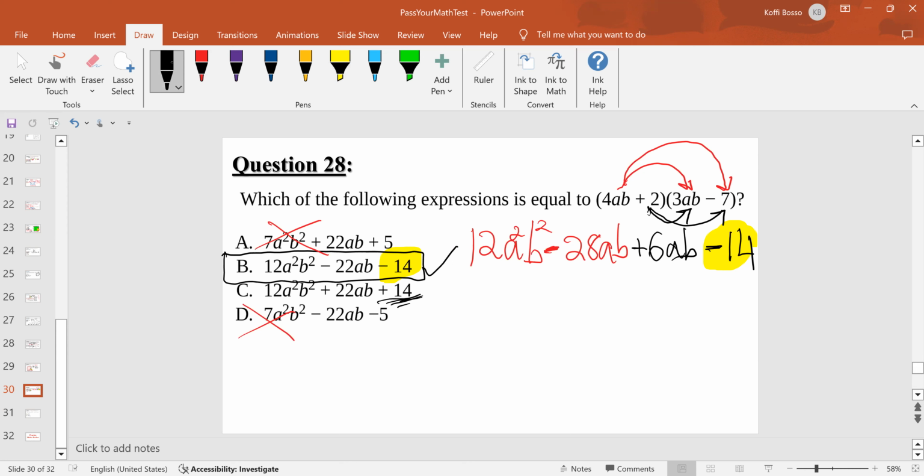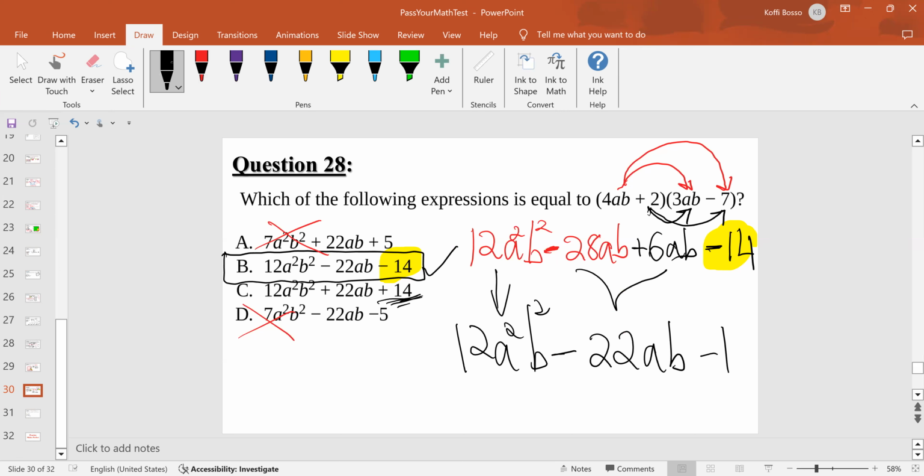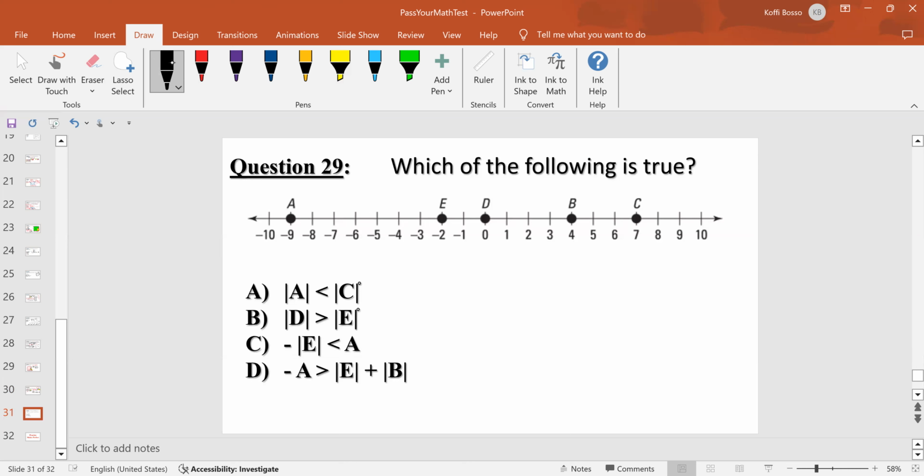No good. Now, to finish the problem, we keep this 12a squared b. This one gives you negative 22ab, and now minus 14. So negative 28ab plus 6ab, we do subtraction. We make a change between the 28 and the 6, we get 22, and we keep the sign from the 28, which is the large number. So every time you want to combine two numbers with a different sign, do subtraction and keep the sign from the large number. So question 29, which is the last question.